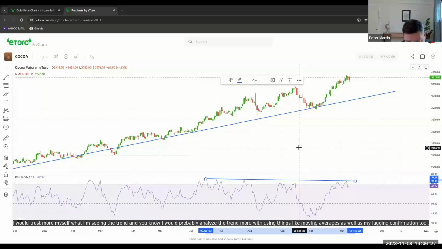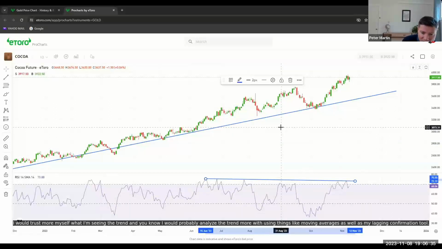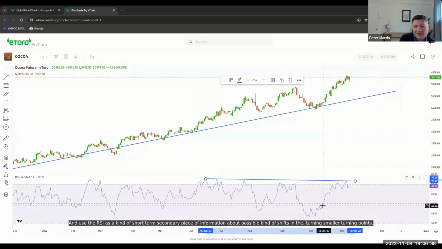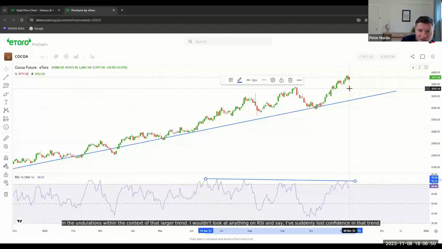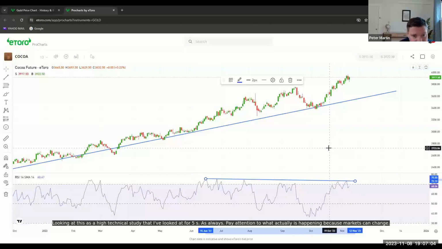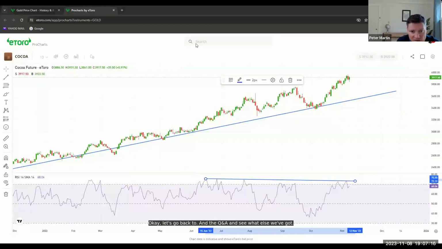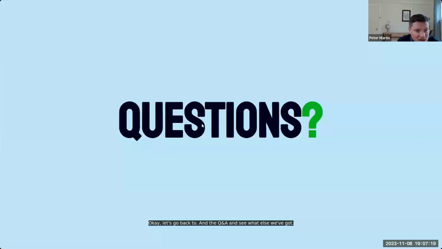But I would trust more what I'm seeing in the trend, and I would probably analyze the trend using things like moving averages as well as my lagging confirmation tool, and use the RSI as a short-term secondary piece of information about possible shifts in the smaller turning points within the context of that larger trend. I wouldn't look at anything on the RSI and say I've suddenly lost confidence in that trend. This is a hypothetical study that I've looked at for five seconds. As always, pay attention to what is actually happening, because markets can change. Okay, let's go back to the presentation and the Q&A and see what else we've got.